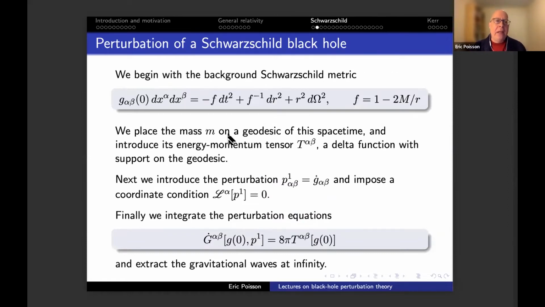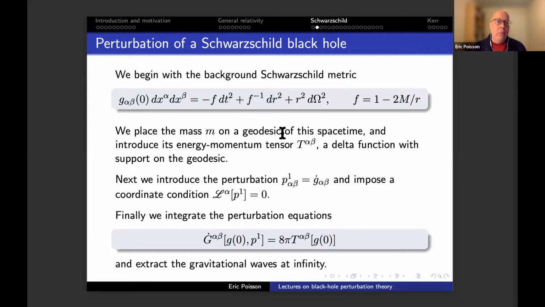Well, we begin with a Schwarzschild spacetime. So we begin with an unperturbed Schwarzschild black hole. That would be the lambda equals 0 description of the spacetime, and that's given by the well-known Schwarzschild solution.